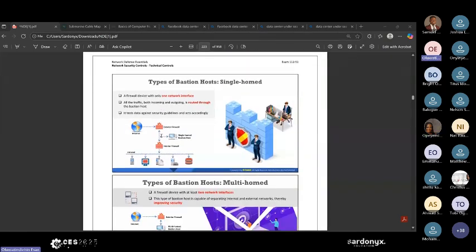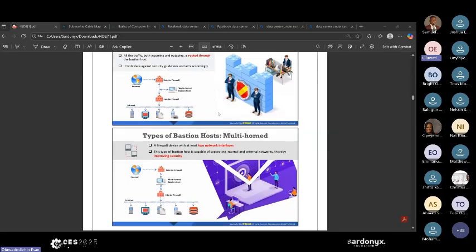We also have types of bastion host. We have the single-homed, which has only one network interface. We have the multi-homed, which has at least two network interfaces. You can see somewhere here, this is what we are talking about. This has two interfaces, an interior and an exterior interface. But look at this, it's just one interface.